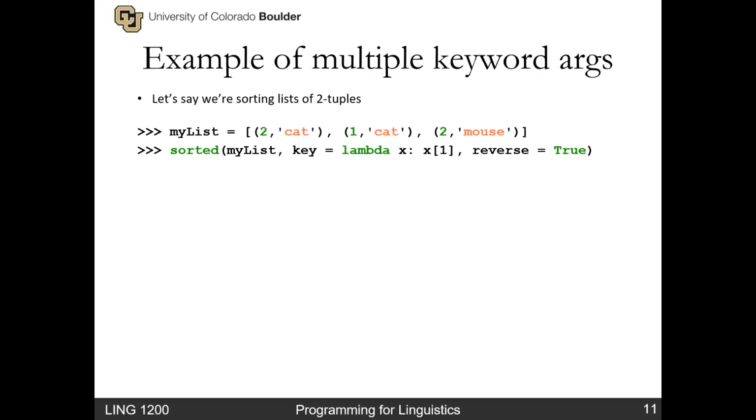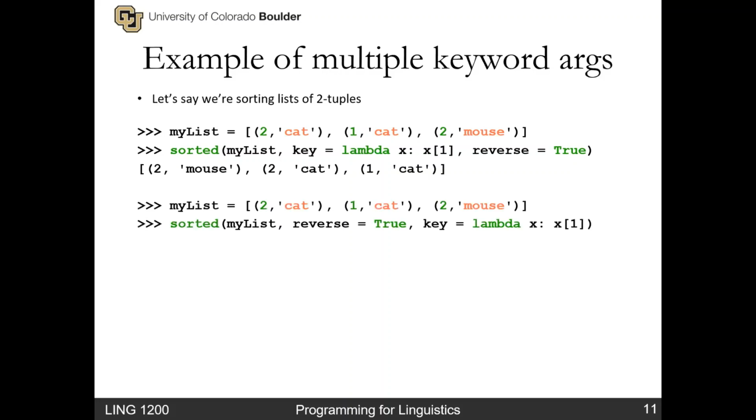We have the key, which is going to tell the sorted what to look at when it's comparing and sorting. So there's our little anonymous function that's lambda x, and that's saying looking at the one element, the second element in the tuple to compare and decide how to order those two. And then the second keyword argument is reverse equals true. And it's gonna work. It's gonna give us our list of sorted tuples by alphabetical order, by the words, which is the second element.